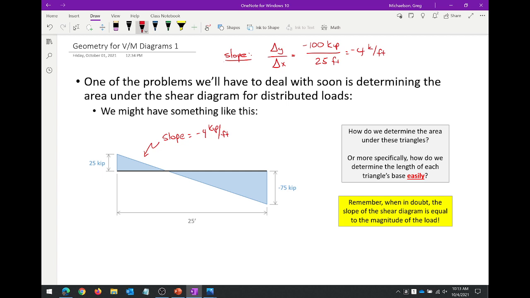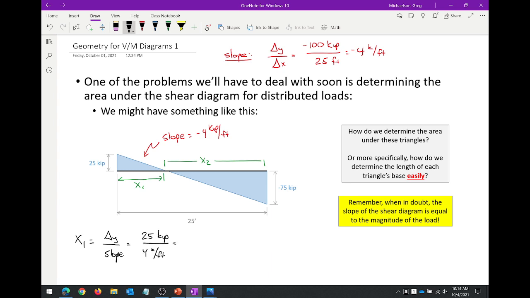Okay? A very easy way of determining the base is to use the relationship above, right? The slope is the change in y over the change in x. I want the change in x. All I have to do is flip. So the change in x equals the change in y over the slope. I propose that this distance here, which we'll call x1, we'll call this distance here x2. x1 is just the change in y over the slope, which is 25 kips over 4 kips per foot.